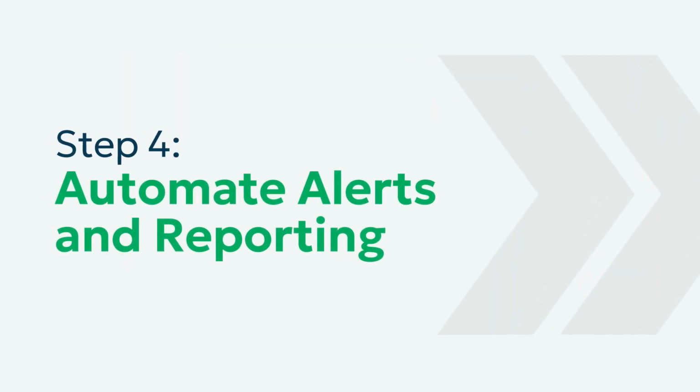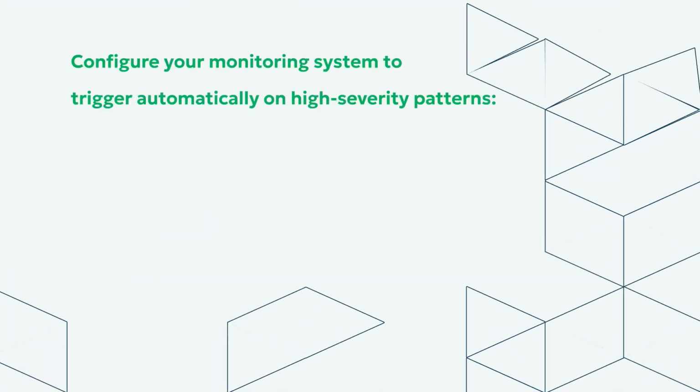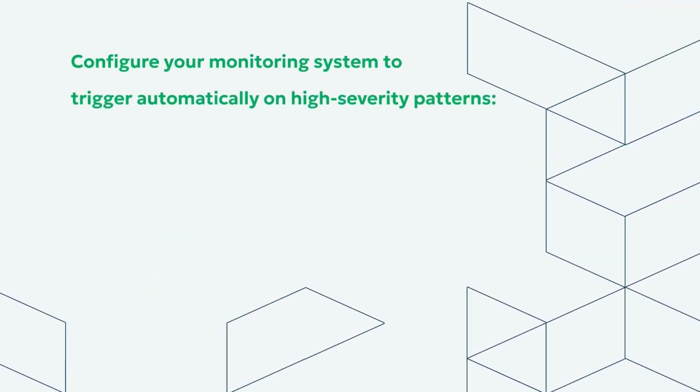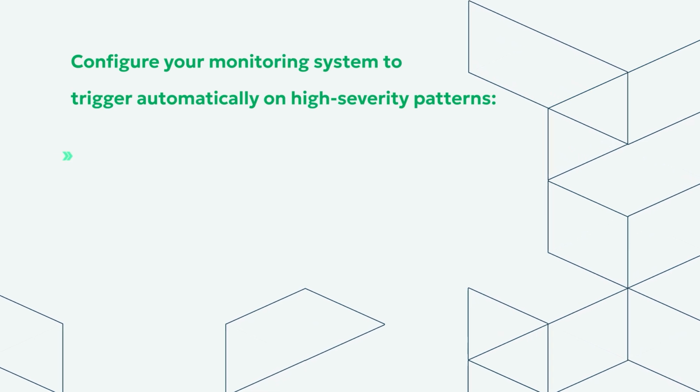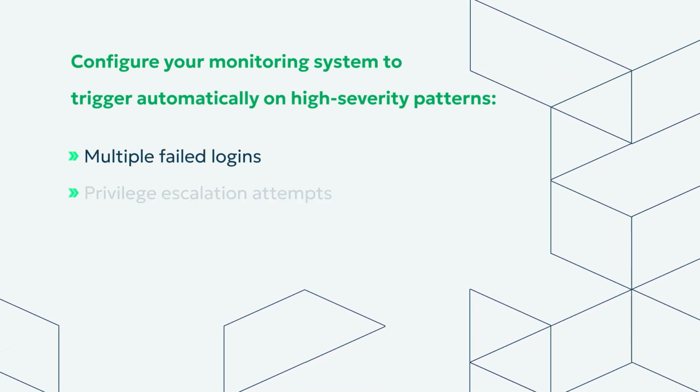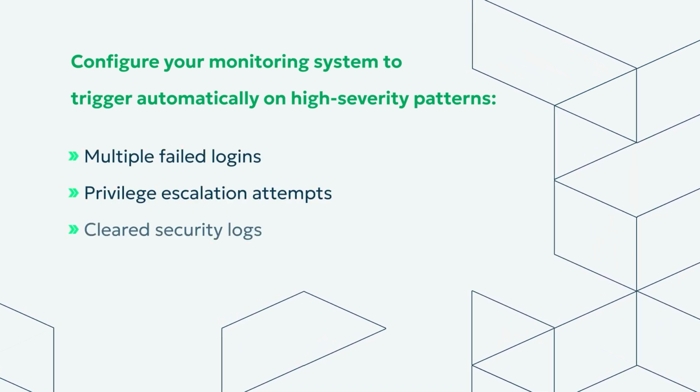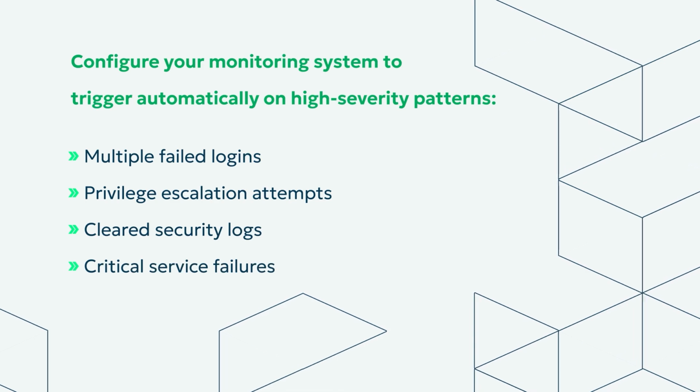Step 4. Automate alerts and reporting. Collecting logs is only half the story. The real value comes from what happens next. Configure your monitoring system to trigger automatically on high-severity patterns. Multiple failed logins, privilege escalation attempts, cleared security logs, critical service failures.